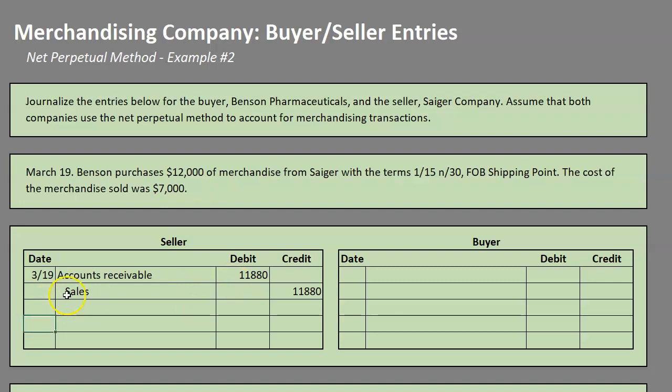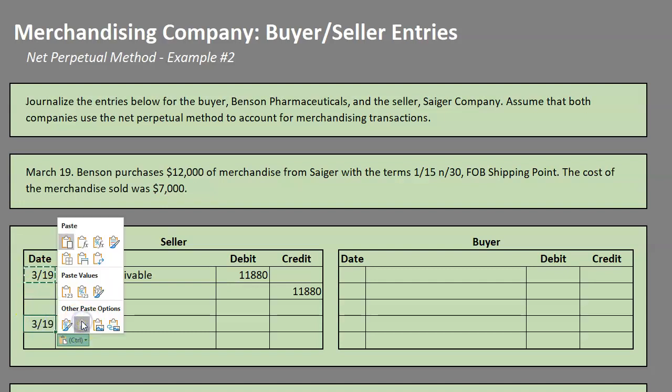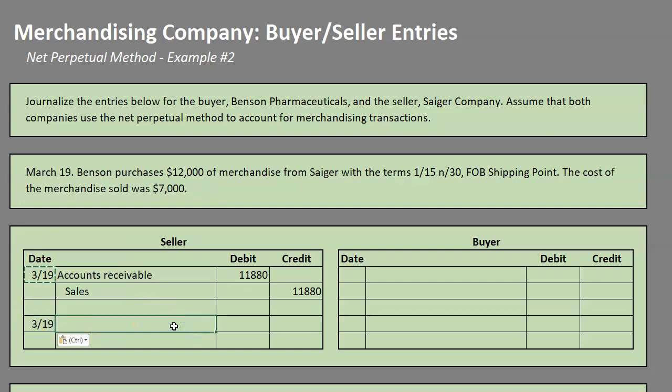Now also on 3/19, we're going to have to record the cost of the merchandise being sold for the seller. So we're going to debit cost of merchandise sold, an expense, to record that it's going up. And then we're going to have to credit merchandise inventory. Keep in mind, the cost of the merchandise being sold is not adjusted for the discount, because this is actually a separate item. The discount only refers to the sale.